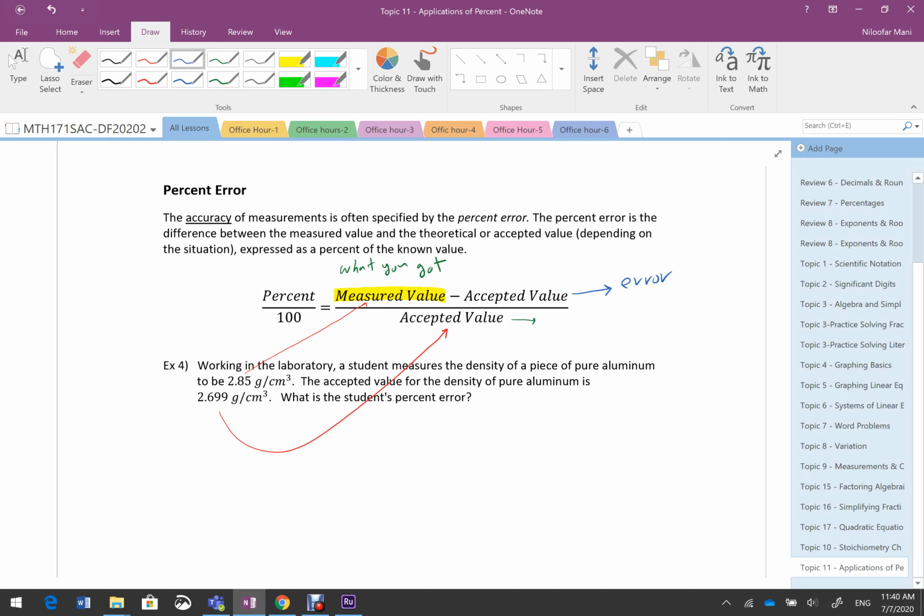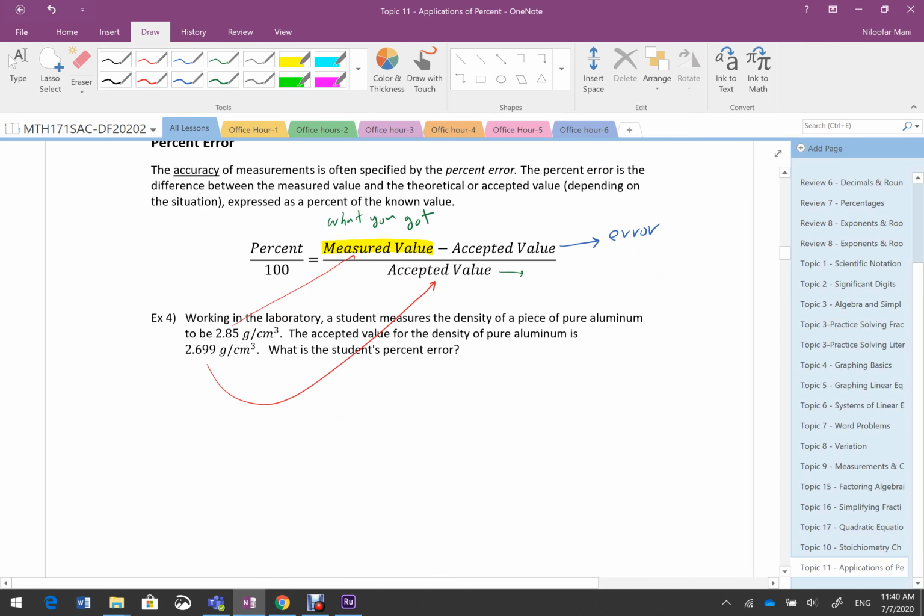Working in the lab, a student measures the density of a piece of pure aluminum. Remember, measures means it is what you got. The accepted value for the density is this one. This may come from the lab manual, from your teacher, or you search for it, you know it. So we find the density this, but the density must be the next value. What is the student's percent error?